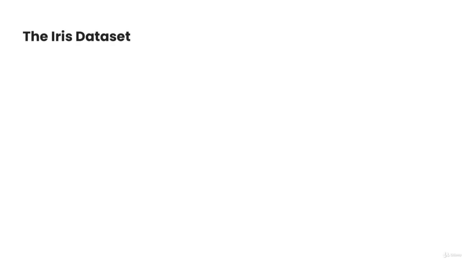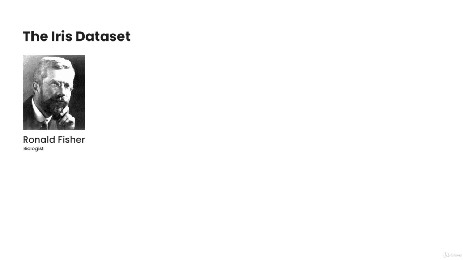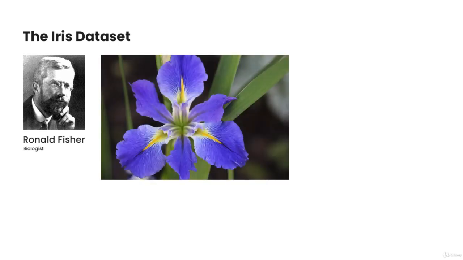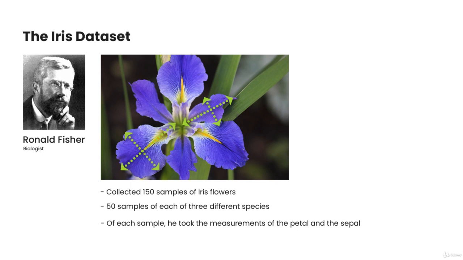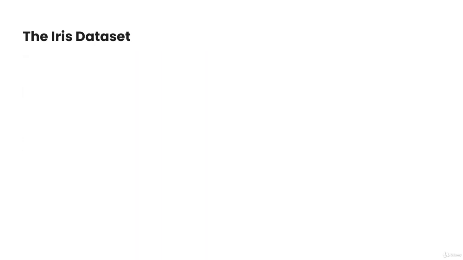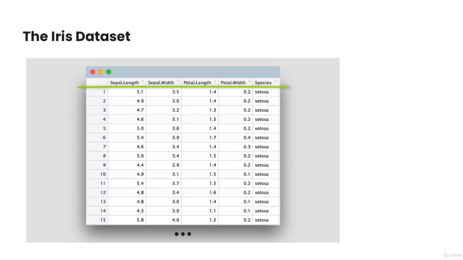In 1936, the biologist Ronald Fisher collected 150 samples of iris flowers, divided into 50 samples of 3 different species. From each of them, he took the measurements of the petal and the sepal. This is more or less the dataset he ended up with. We are going to call each line in this table an observation. For each observation, we have petal length, petal width, sepal length, and sepal width. We also have the species.